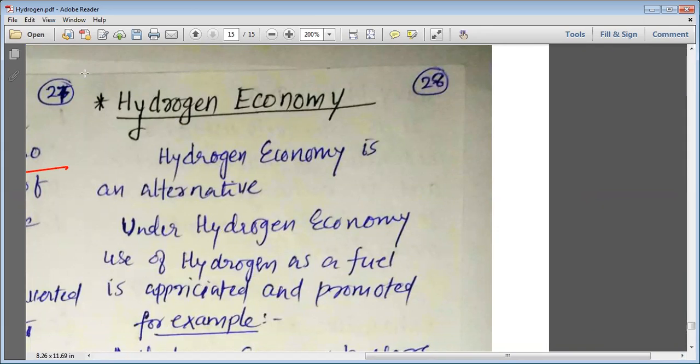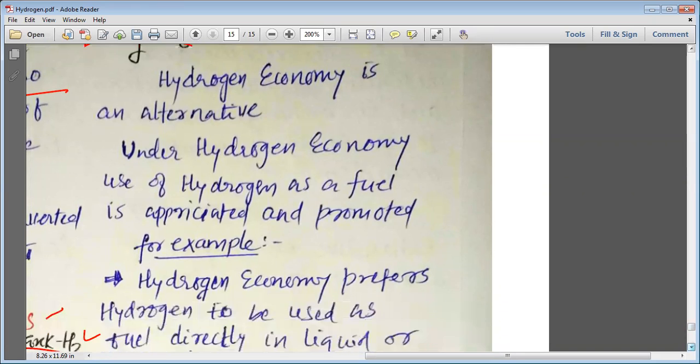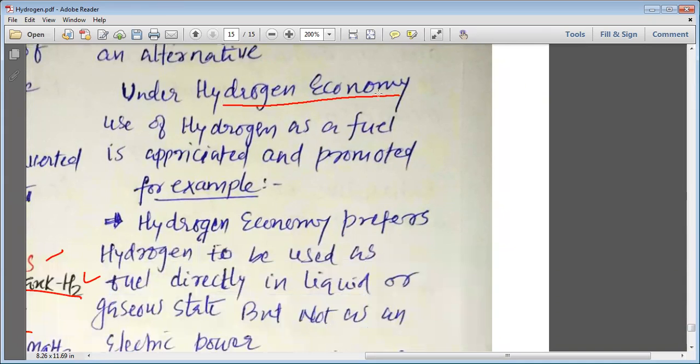Now, the last point of this chapter is known as the hydrogen economy. So let us understand about the hydrogen economy. What is hydrogen economy? Hydrogen economy is an alternative method by which we can utilize hydrogen as a fuel in a better, more efficient manner. Under the hydrogen economy, the use of hydrogen as a fuel is appreciated and promoted.